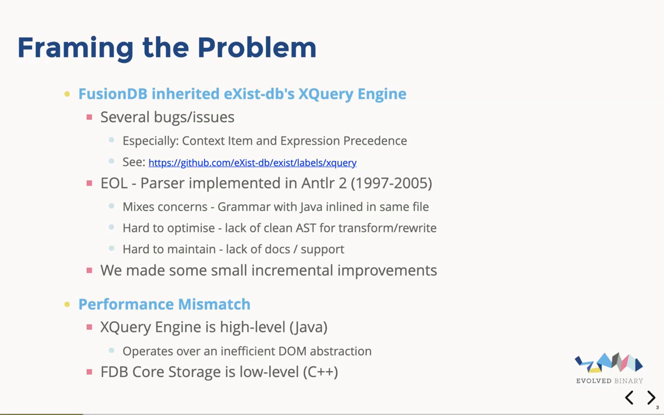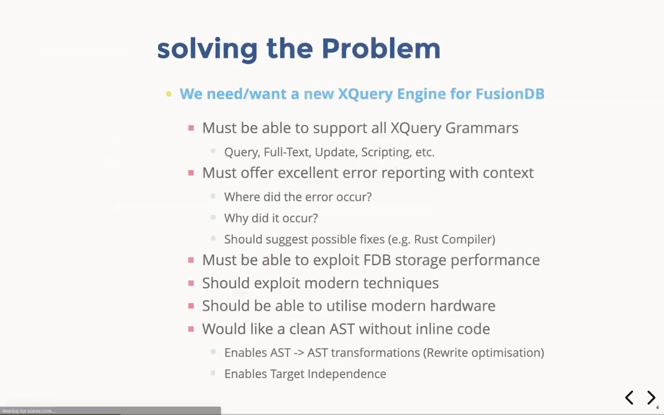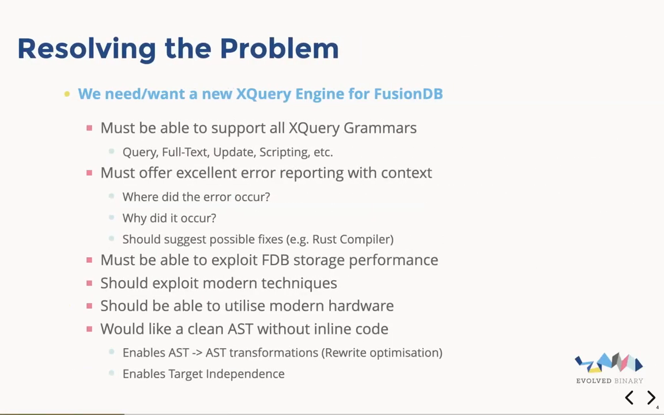Also, the current query engine operates over a DOM abstraction. So it's not the XQuery XPath data model, it's actually a full DOM abstraction, which is rather inefficient for the things that we really want to focus on in an XQuery engine. So we've decided that we want a new XQuery engine. But what is it that we really want this XQuery engine to do for us?